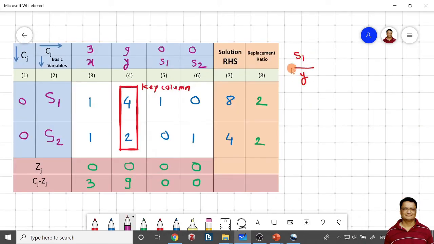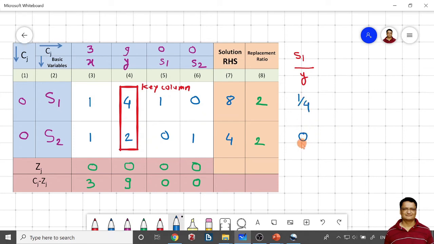The new replacement ratio is given by the quantity S1 divided by Y. That is, S1 is the first identity variable of this identity matrix and Y is your entering variable. So for each row we will evaluate the value of S1 divided by Y. For the first row it is given by 1 divided by 4, which gives me the value of 1 by 4. For the second row it will be 0 divided by 2, which gives me the new replacement ratio as 0.